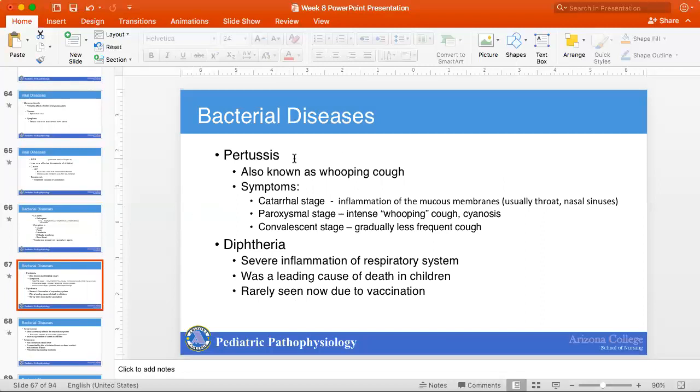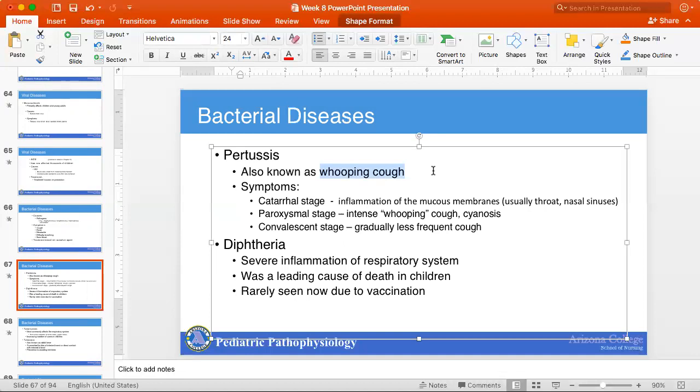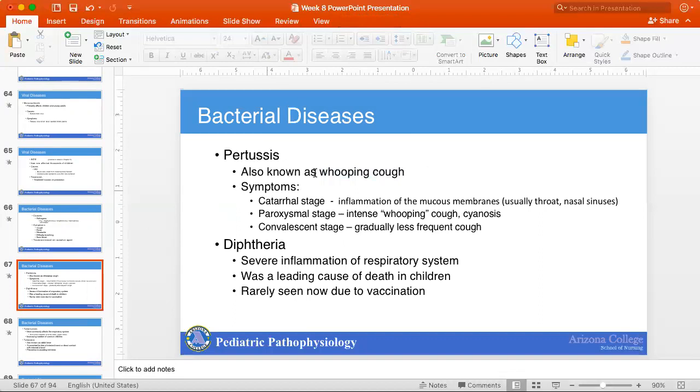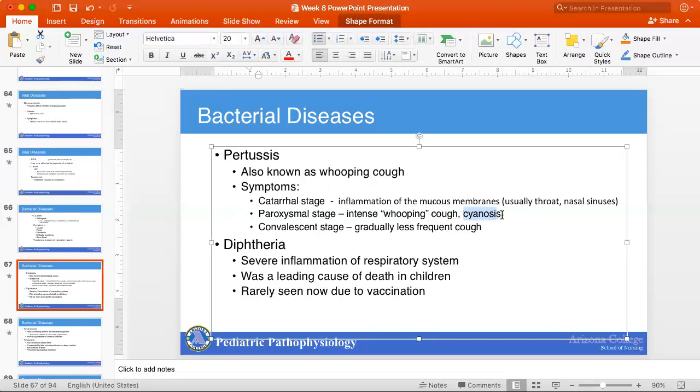Pertussis, this is also known as whooping cough. You've heard of that before. There are a few different stages of symptoms. Catarrhal stage is inflammation of the mucous membrane, usually in the throat and nasal sinuses. Paroxysmal stage is intense whooping cough and cyanosis, because there's difficulty getting oxygen to the body, so you start seeing blue in the fingertips and maybe even the toes and other regions.